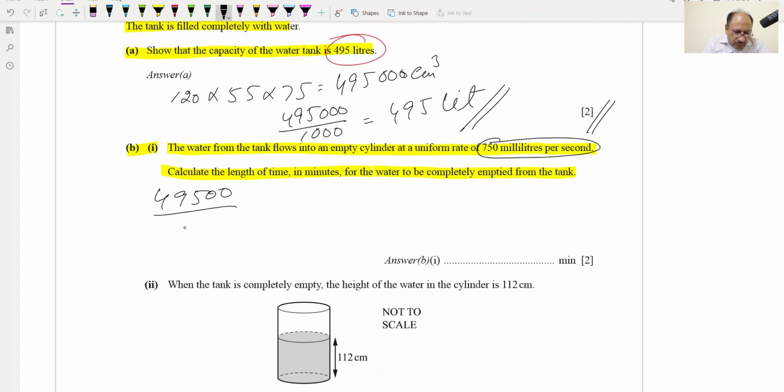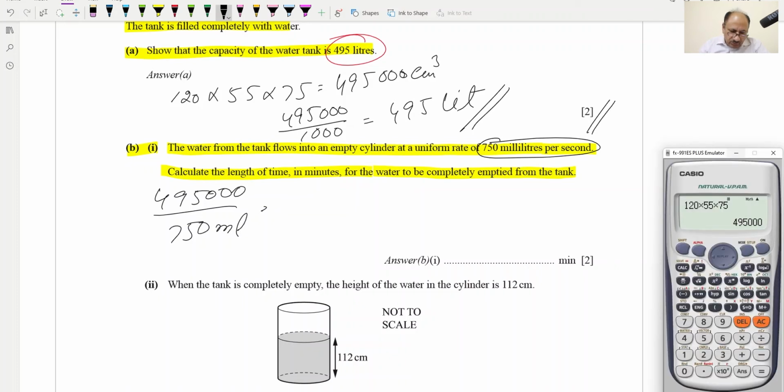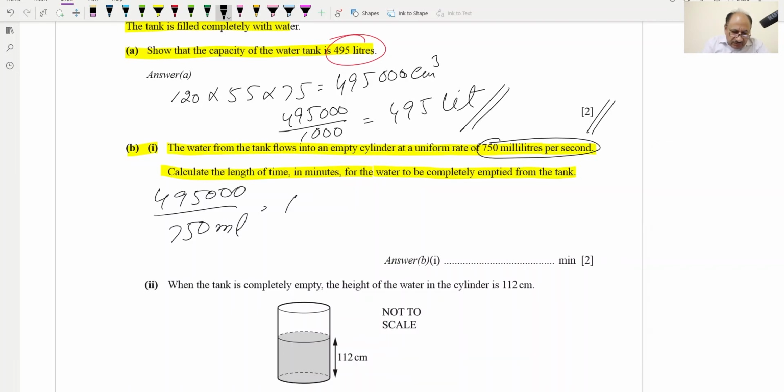495,000. This will be divided by 750 milliliters, and 1 centimeter cubed is equal to 1 milliliter, so no need to change centimeter cubes. Basically this is 3 zeros. So this will be equal to what? This calculation divided by 750 is equal to 660 seconds.